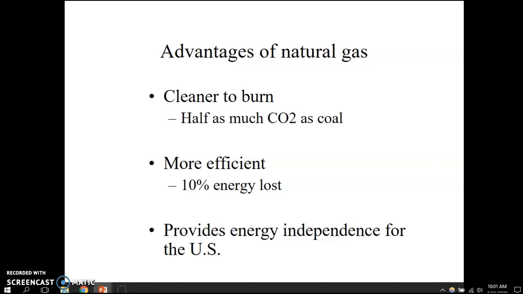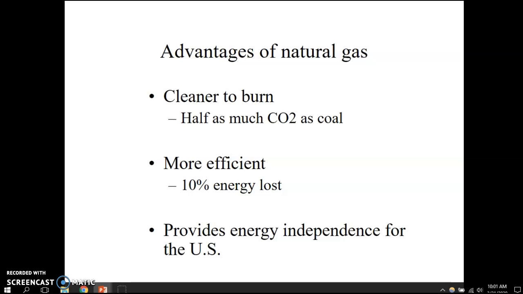It goes through some advantages of natural gas. It is cleaner to burn, meaning it produces half as much CO2 as coal. So it is cleaner to burn. However, it is methane, so it is more potent than carbon dioxide. So it traps more greenhouse gases. However, it only releases half as much as CO2. It's more efficient. And it provides energy independence for the United States.